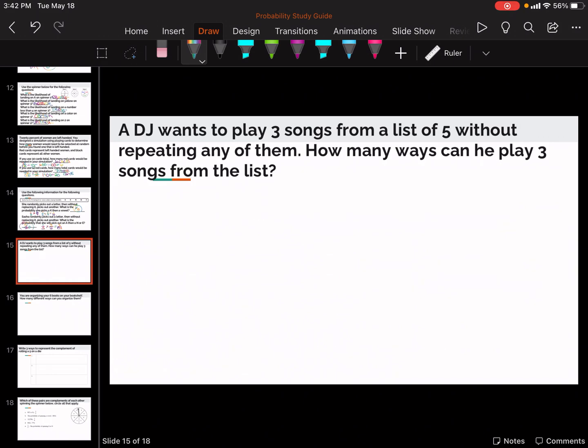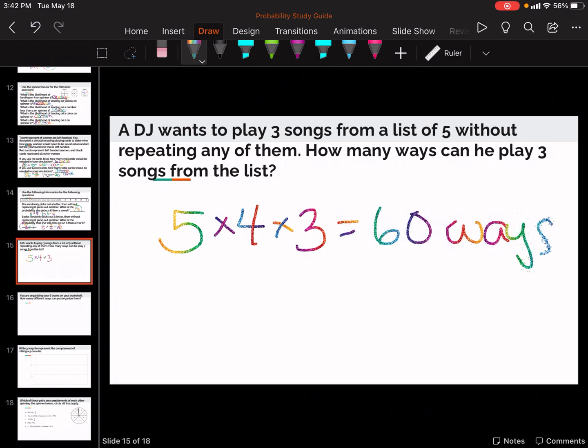A DJ plays 3 songs from a list without repeating any of them. How many ways can he make the 3 songs? Well, for the first song, there's going to be 5 options. For the second song, there's going to be 4. For the third song, there's going to be 3. So there's going to be 60 ways total.